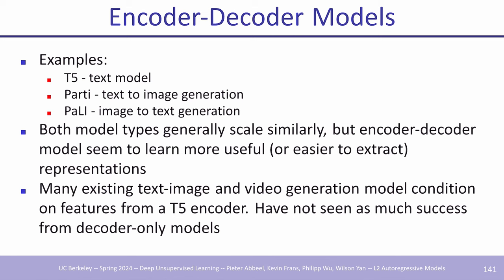If encoder-decoder is better, then why is it that something like GPT uses decoder-only? I don't understand. I think in terms of scaling, they're pretty similar, but for GPT, it's kind of hard to use. If you want to use something as a chat interface, it's not clear what the input-output delineation is. Okay. Right.